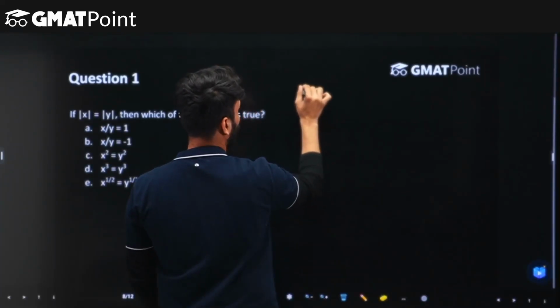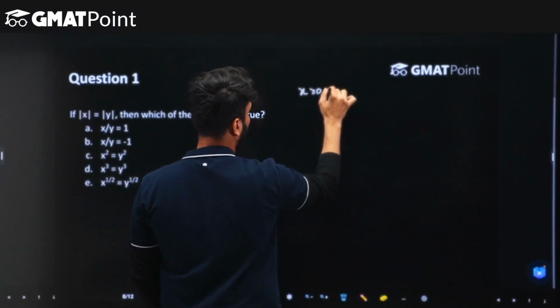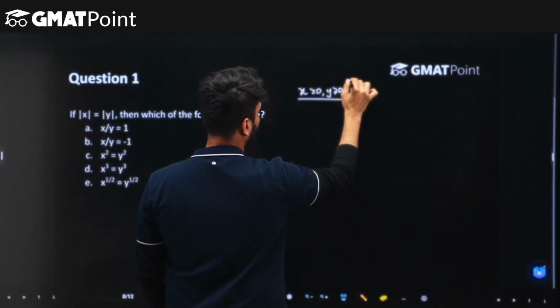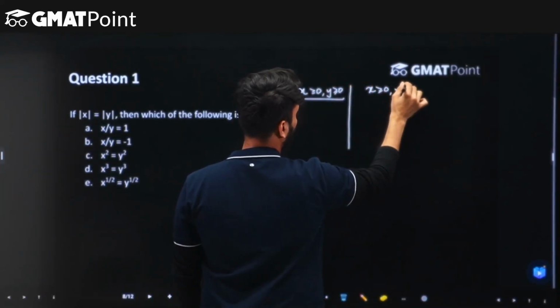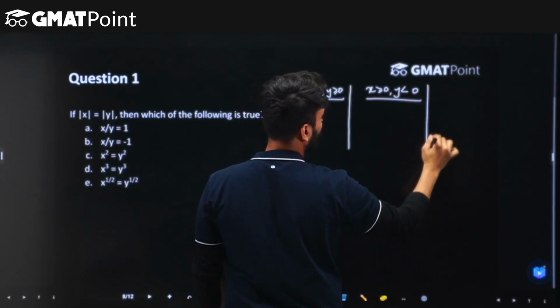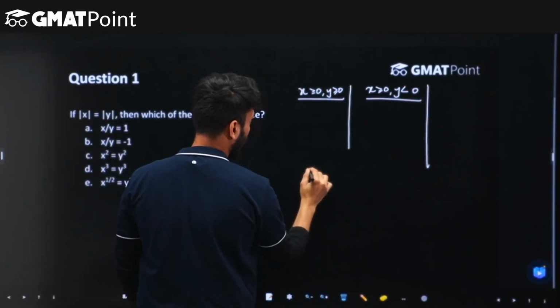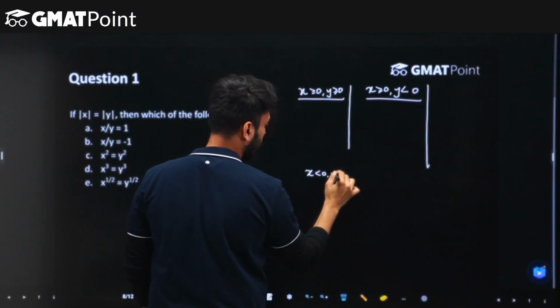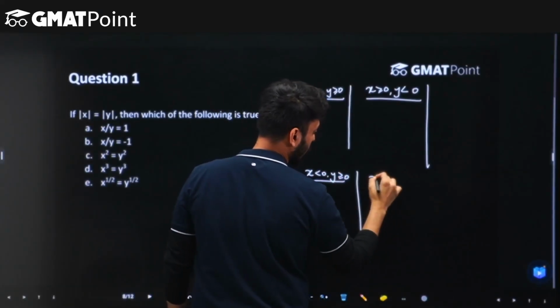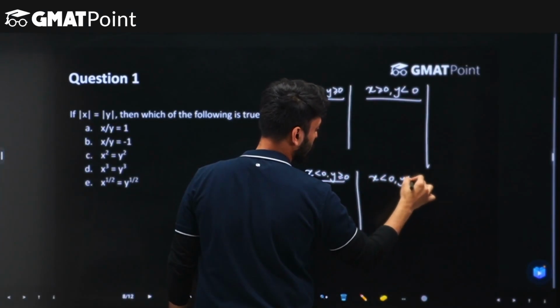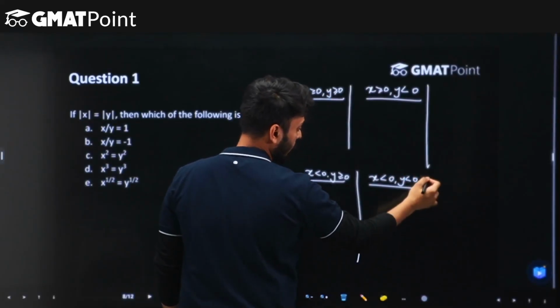So we'll have x greater than equal to 0 and y greater than equal to 0. Second case will be x stays greater than equal to 0, but y becomes less than 0. Third case will be x is less than 0, but y is greater than equal to 0. And the fourth case will be x less than 0 and also y is less than 0, right?